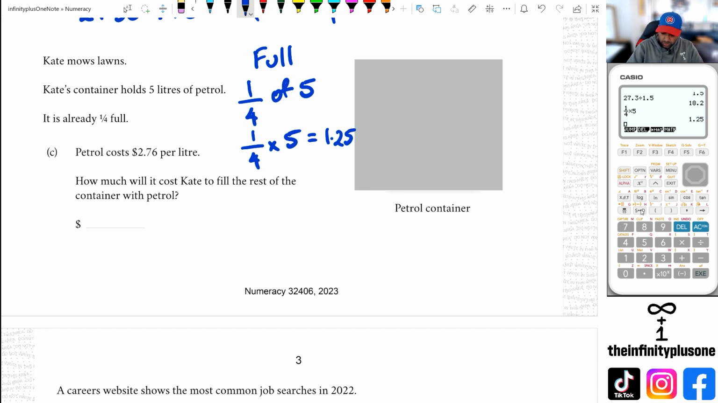Now, if it's 1.25 liters full, we've got to do 5, take away 1.25. And when we do that, we get 3.75 liters. So 3.75 is how much we can fill up this can with. And we've got $2.76 per liter. So what we're going to do is 2.76 multiplied by 3.75. And that's going to give us how much it's going to cost.